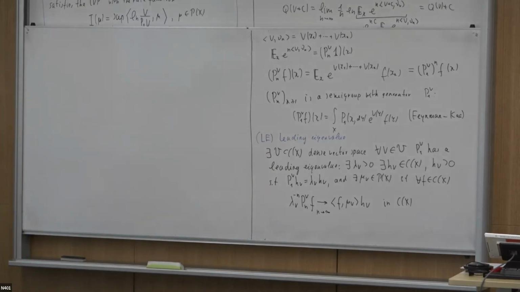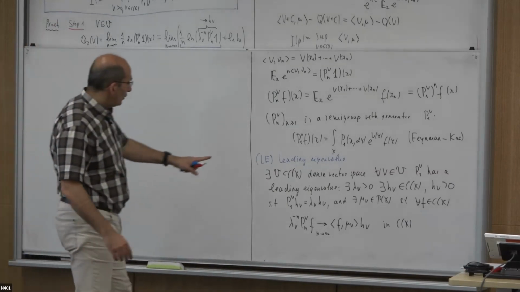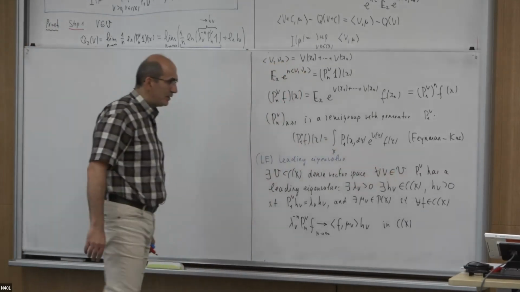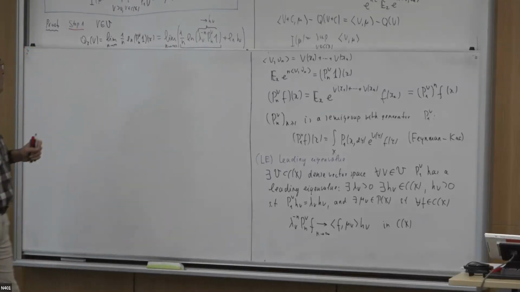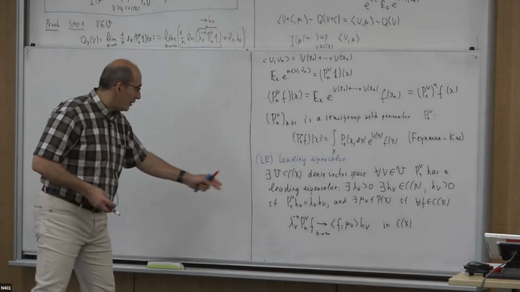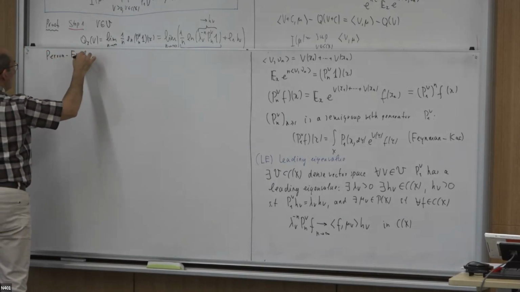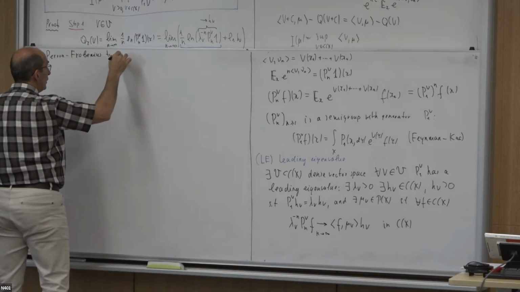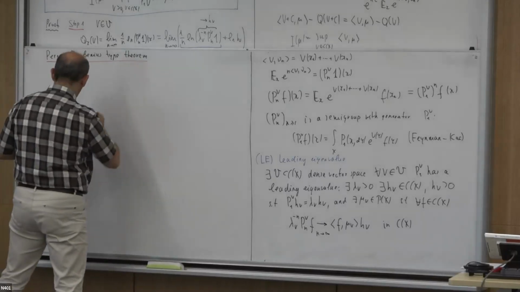Okay, so let me summarize what we have done. We have this theorem of Donsker-Varadhan, which says that if your Markov process is such that for V in a dense subspace, the Feynman-Kac semigroup has a leading eigenvalue, then you have a large deviation principle for empirical measures and this expression for the rate function. Now I want to understand when this is satisfied. So the next small chapter is the Feynman-Kac theorem. And let us begin with an example of precisely the Feynman-Kac theorem.